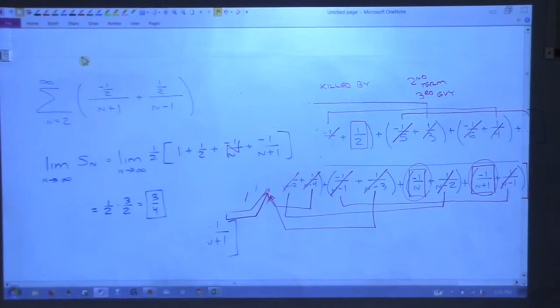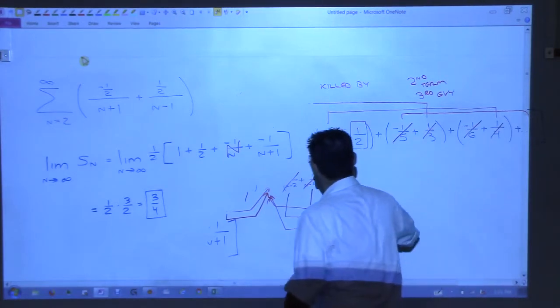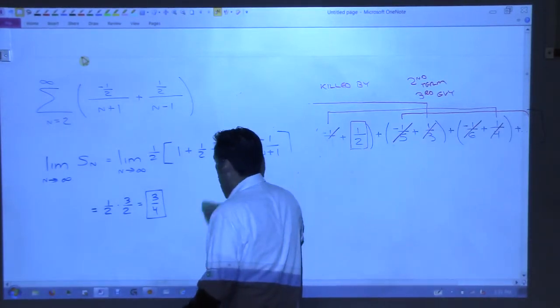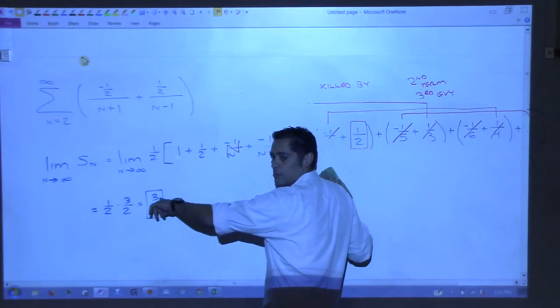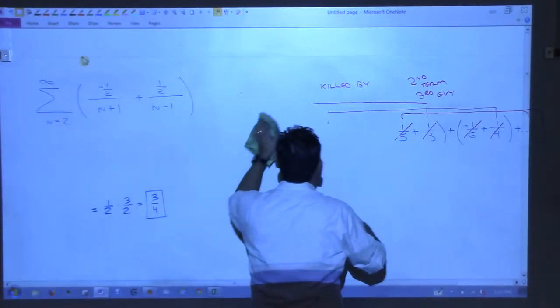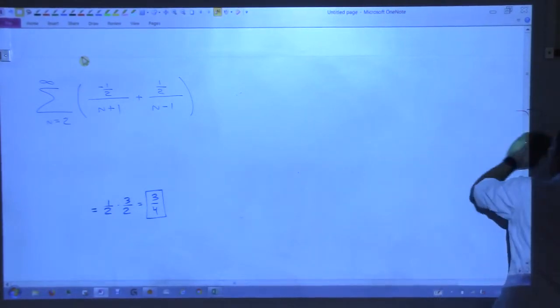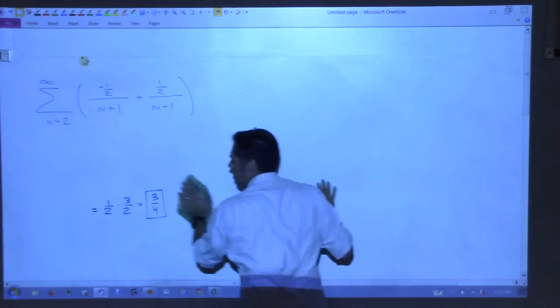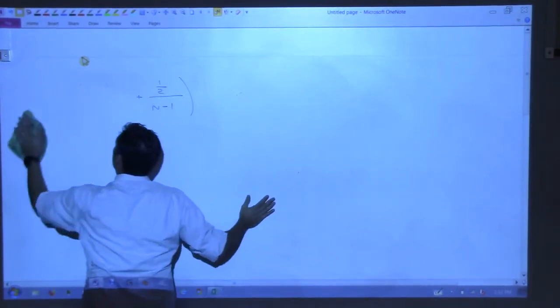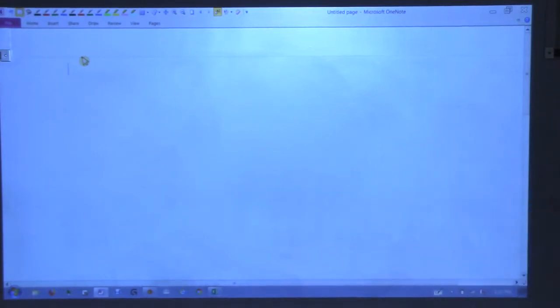What do y'all think? It's kind of weird, huh? But we actually found out what it added up to be, didn't we? 3/4. So I'm going to bring in my computer here to see if we got the right answer. I'm going to have it plot the sequence, and then plot the series, and we're going to see if 3/4 looks like a reasonable answer.